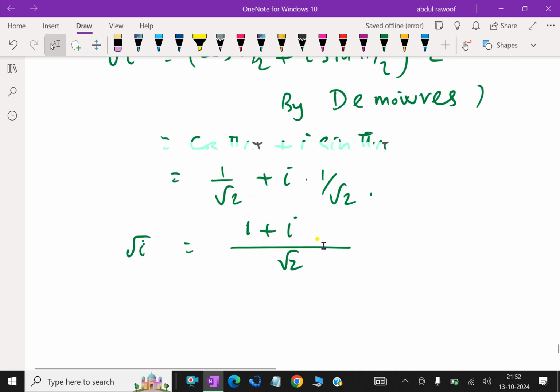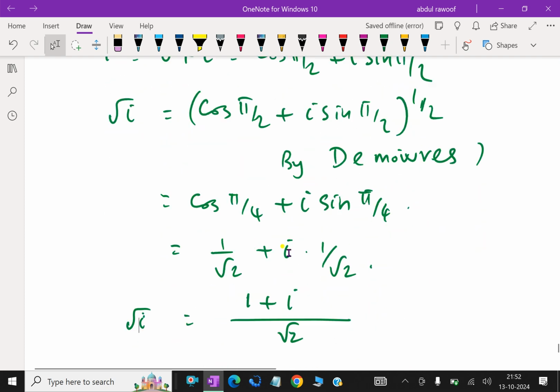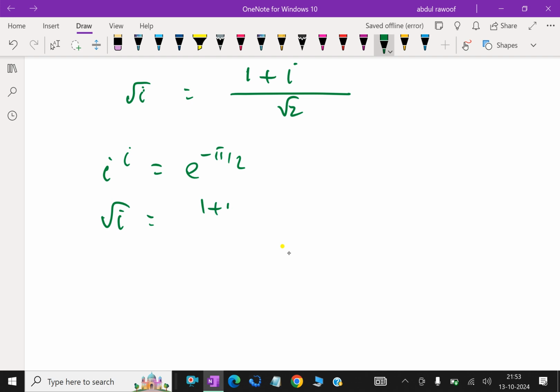Before that, we got i power i is e power minus pi by 2. So we can write the result: i power i is e power minus pi by 2, and the square root of i is 1 plus i over root 2. Nice answer we got.